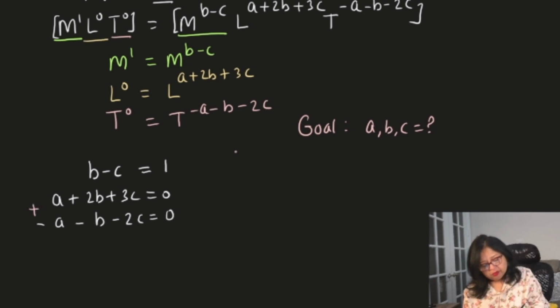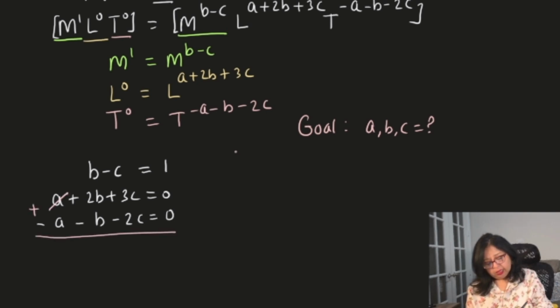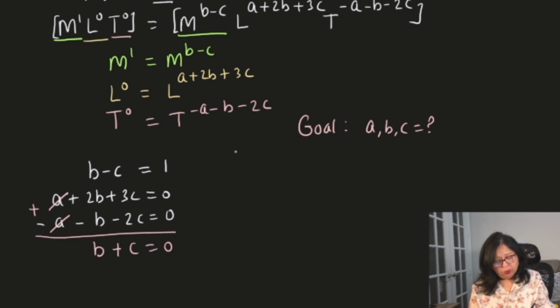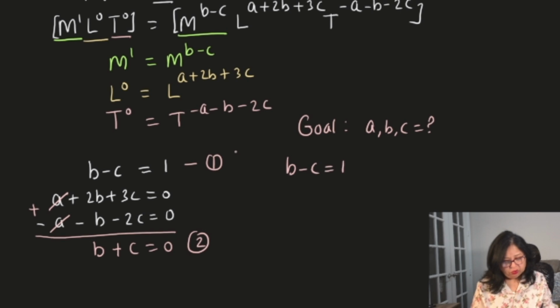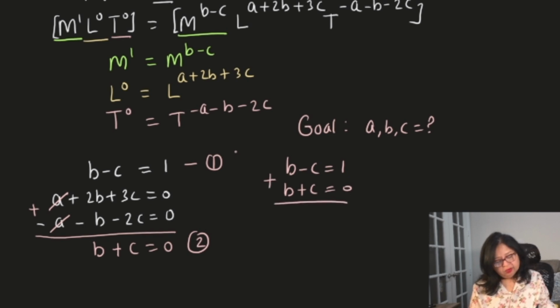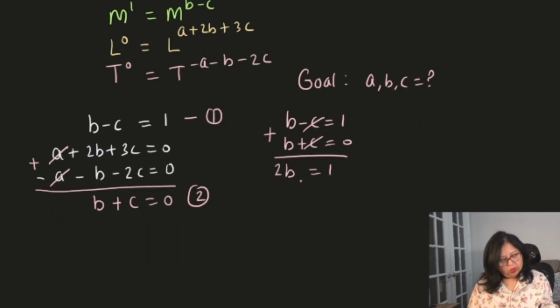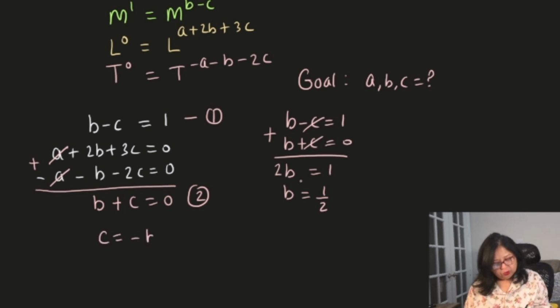Just like before, let's add these two bottom equations. This cancels out a, and we're left with 2b minus b is b, 3c minus 2c is c, equals 0. So now we have these two equations, 1 and 2. 1 is b minus c equals 1, and number 2 is b plus c equals 0. Add these up and you get 2b, c's cancel out, equal to 1. 2b equals 1, which means b is equal to 1 half. From equation number 2, c is equal to negative of b, means c is equal to minus 1 half.